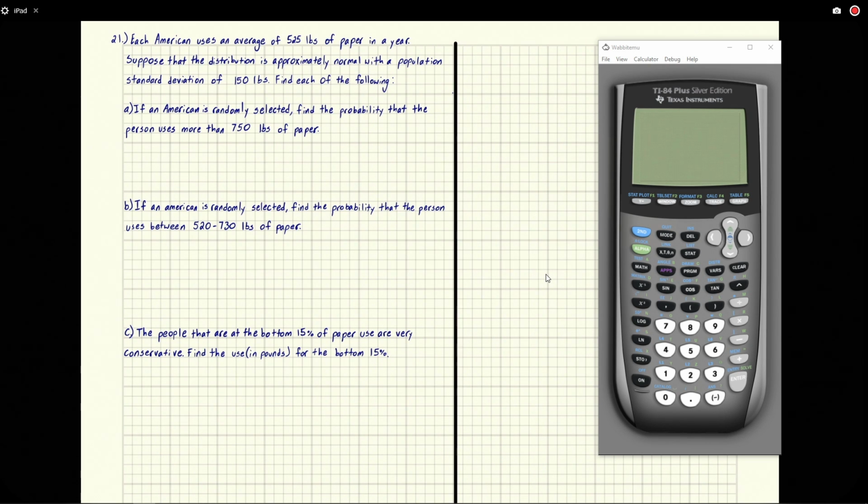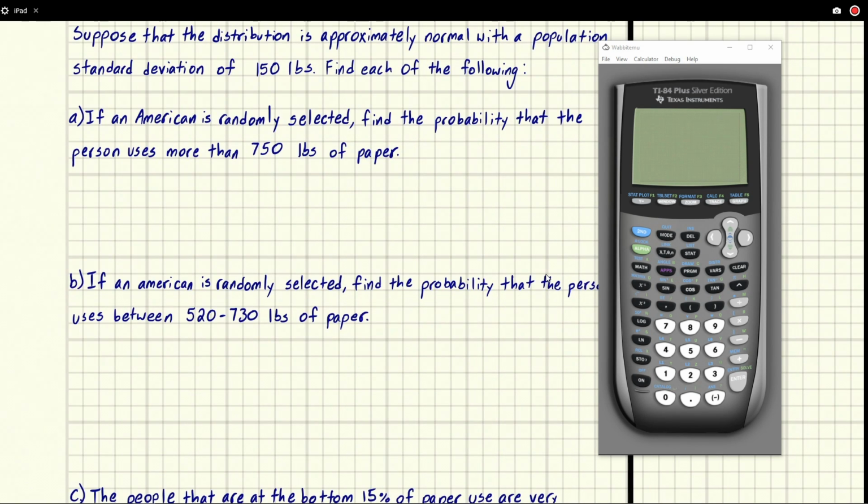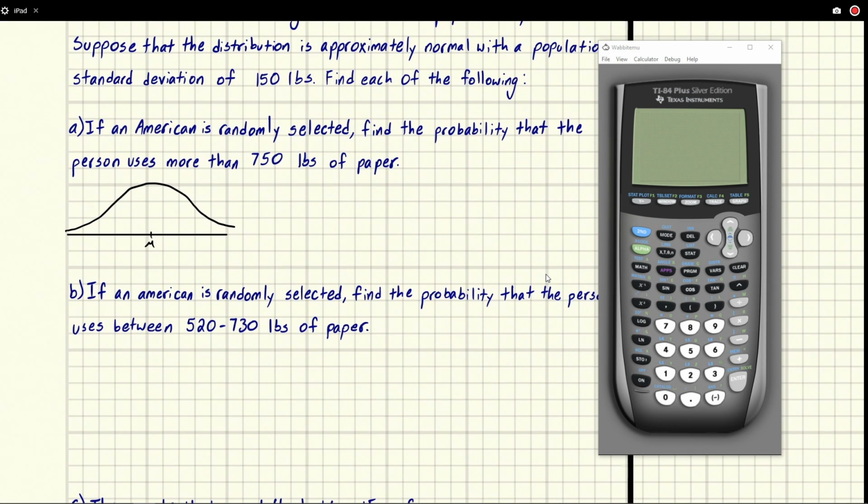So first up, A: if an American is randomly selected, find the probability that the person uses more than 750 pounds of paper. All right, so step one for us, we're going to draw a chart. And we're just going to draw a normal distribution on it because we were told that it's approximately normal. And in the middle is our mean, which is going to be mu.